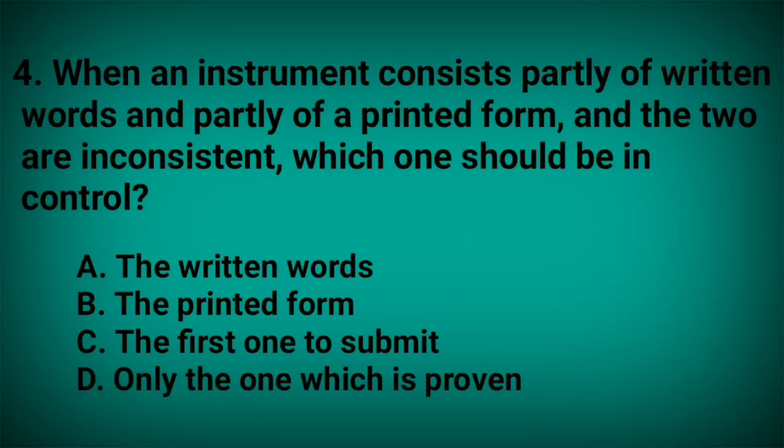Number 4. When an instrument consists partly of written words and partly of a printed form, and the two are inconsistent, which one should be in control? A. Written words, B. The printed form, C. The first one to submit, or D. Only the one which is proven.